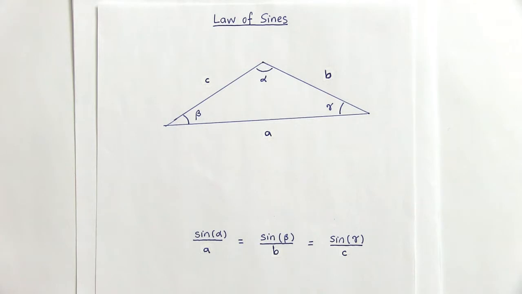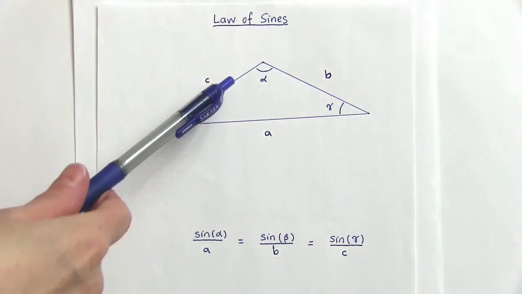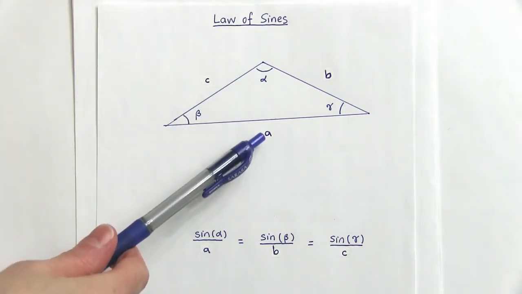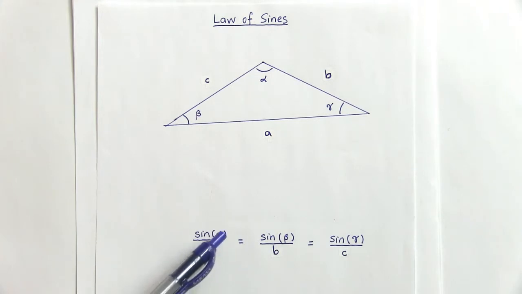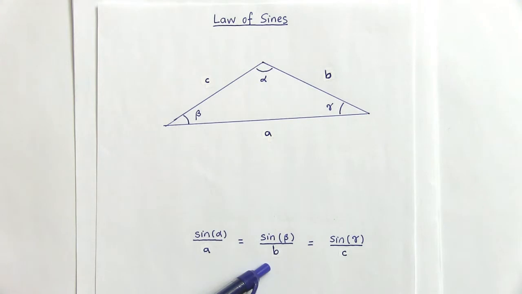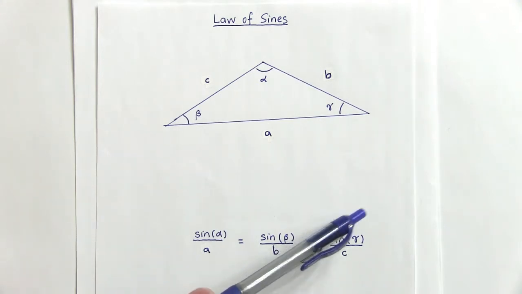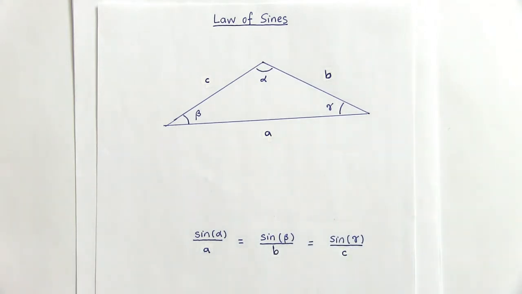Recall that the law of sines relates the angles in a triangle to the sides opposite in this way. So the sine of alpha over its opposite side is equal to the sine of beta over its opposite side is equal to the sine of the third angle over its opposite side. And this is always true for any triangle. And this is a common way to write the law of sines.